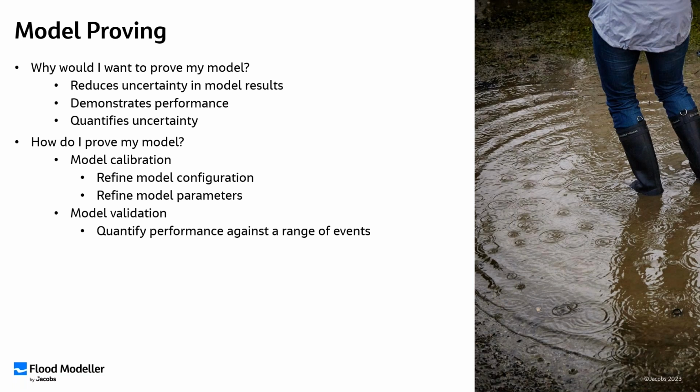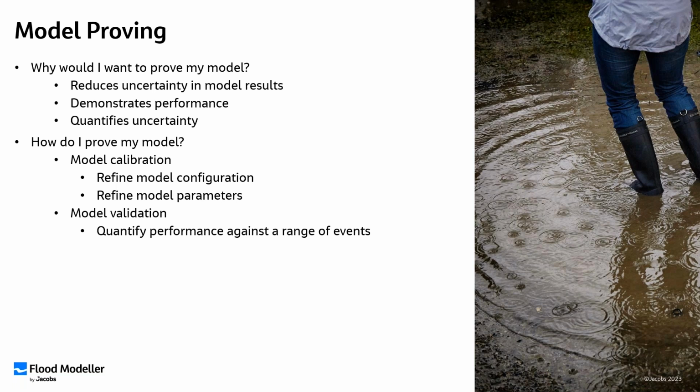Model proving is a critical part of any hydraulic modelling or flood study. And what this does is it reduces the uncertainty in our model results. So we're refining our model using observed data, and therefore we're narrowing the uncertainty in our model. It demonstrates performance, so it shows to our clients, to our colleagues, to the community at risk, how well the model is performing, and it gives them confidence we can use these models as tools to understand flood risk and design mitigations. But it equally helps us quantify uncertainty. I mentioned residual uncertainty earlier. It helps us quantify that uncertainty.